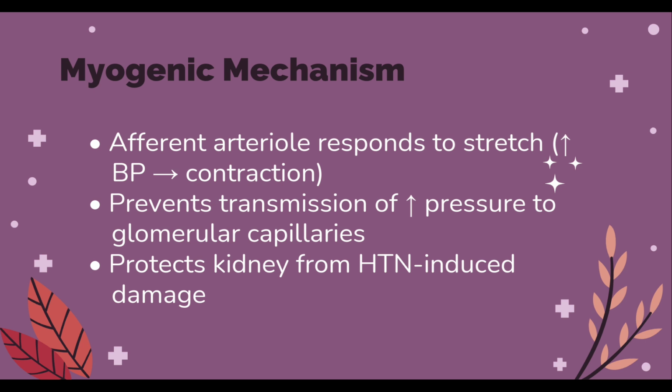So the myogenic mechanism. The afferent arteriole responds to stretch. When there is increased blood pressure, it can lead to contraction. So this prevents transmission of increased pressure to the glomerular capillaries. This myogenic mechanism helps to protect the kidney from hypertension-induced damage.